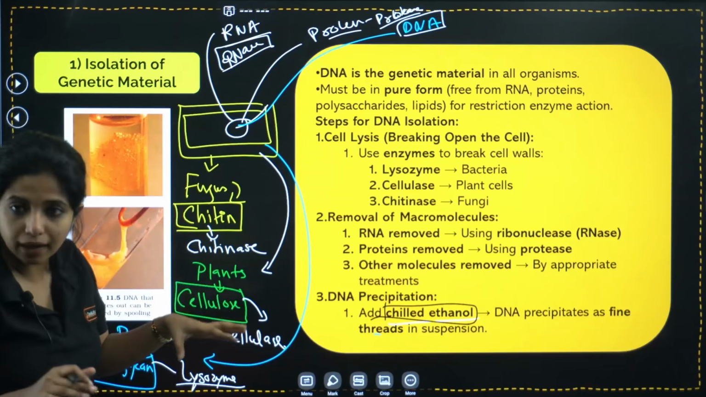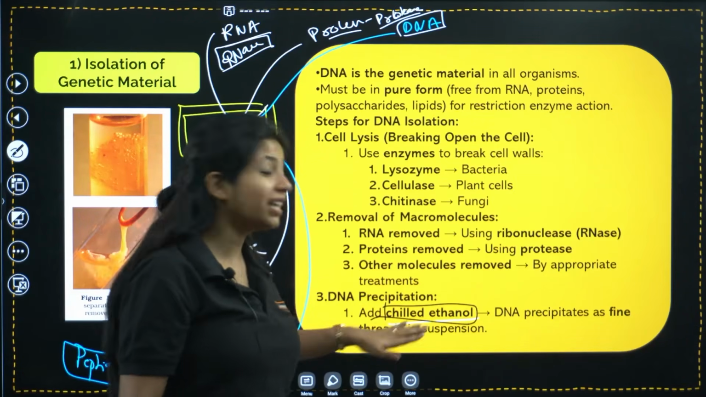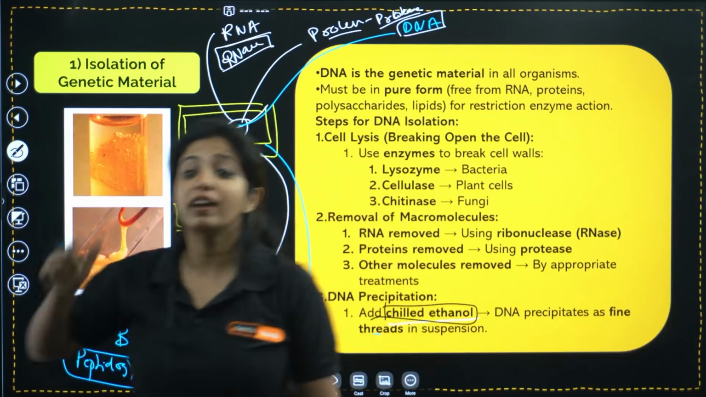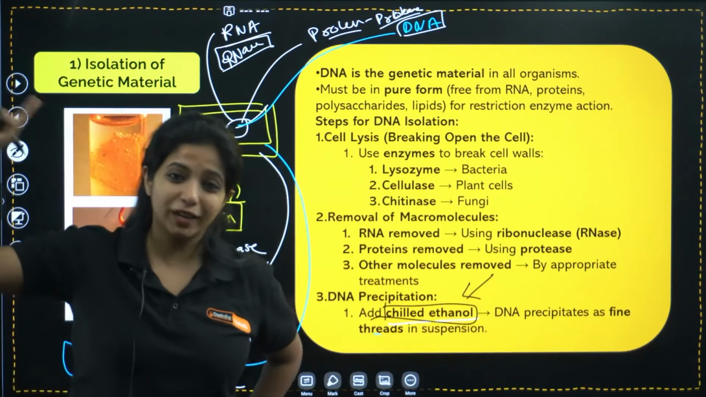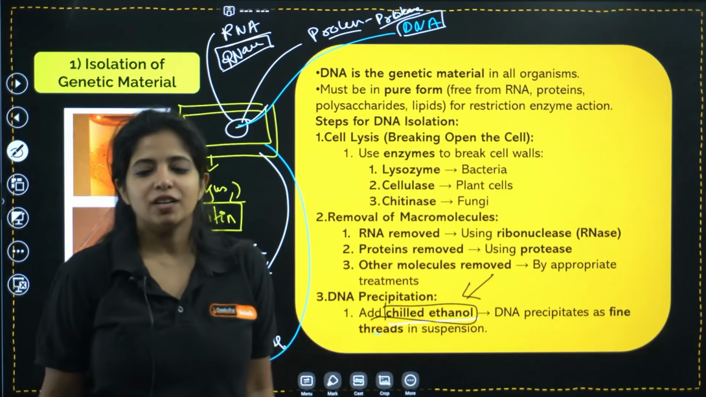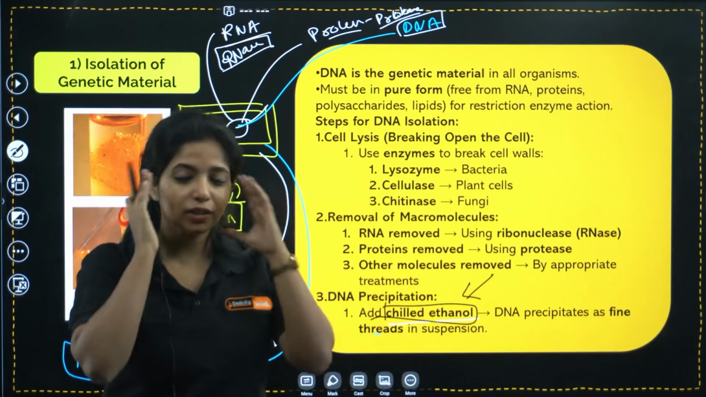Basically, it is going to separate. Okay, so DNA precipitates as fine threads in the suspension like this, when you add what? Chilled ethanol. So it is not ethidium bromide over here. Ethidium bromide is a stain. This is chilled ethanol that you put. So when it gets chilled, it is going to separate out. You can just remember like that.